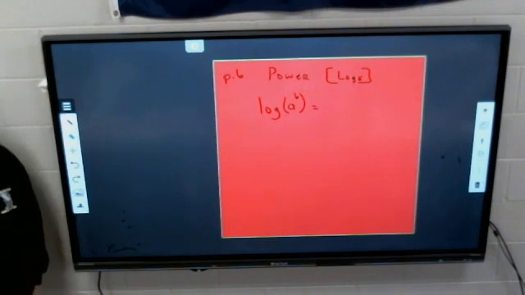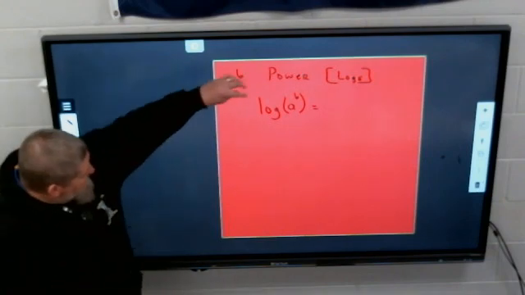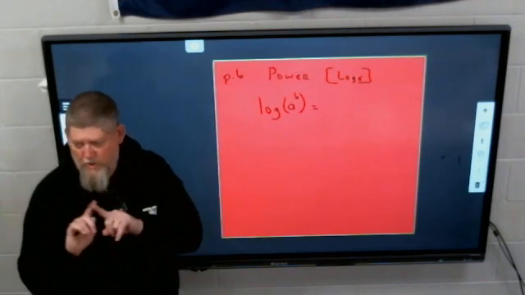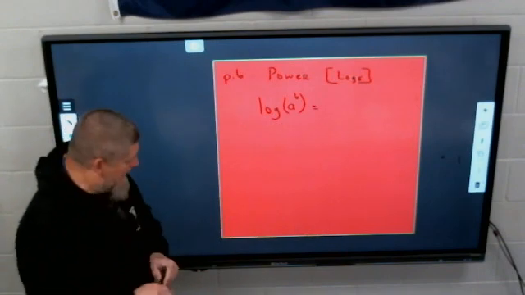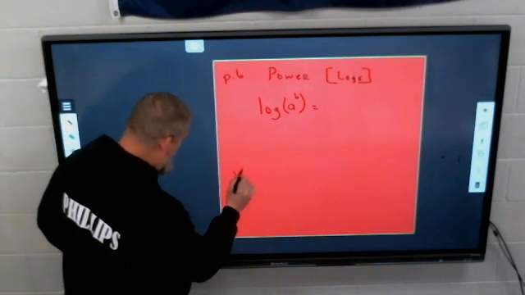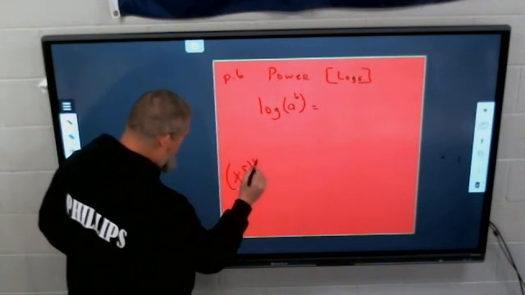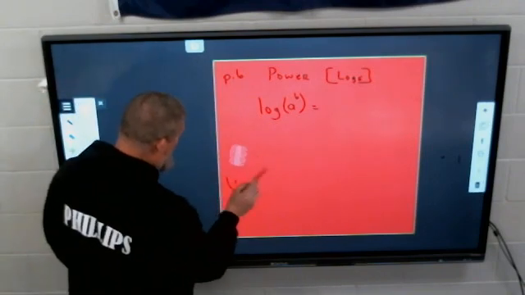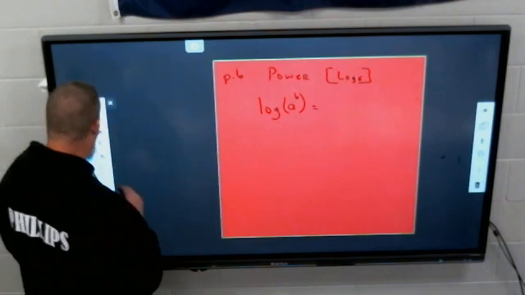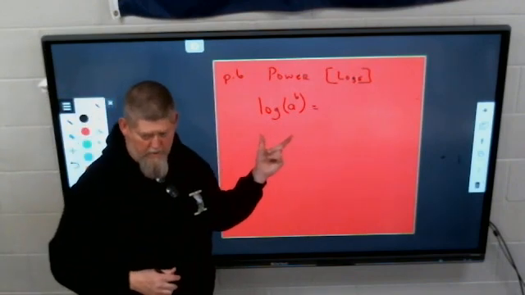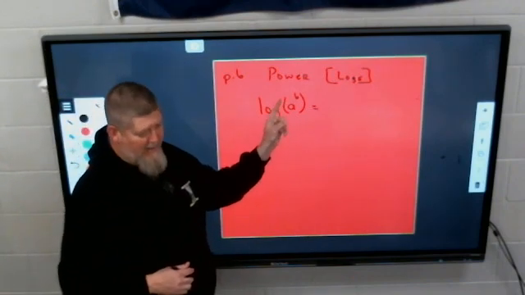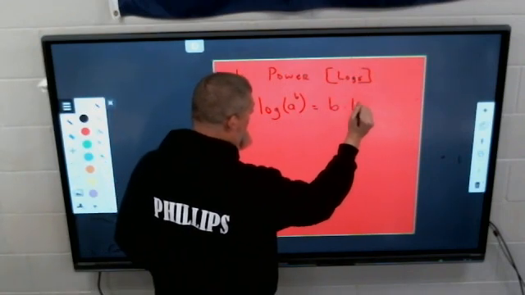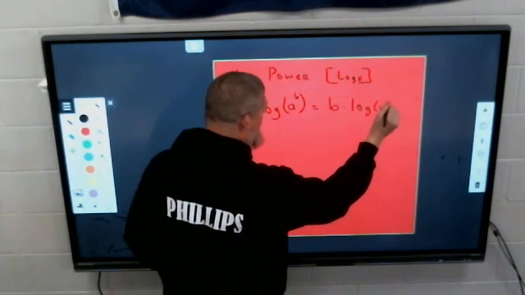So the power rule of log says that exponent, remember when we had power rule of exponents? What did I do to the two exponents? I had x to the 5th to the 4th power. I multiplied them, right? Well, logarithm powers are the same way. A log is an exponent. So I can simply bring that exponent b out front and multiply it by log of a.